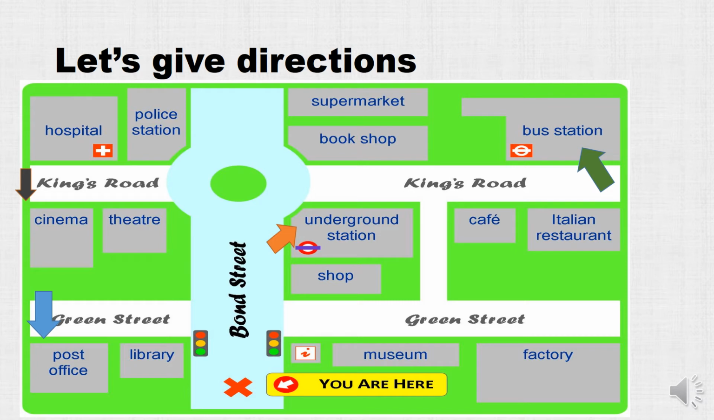The last one is the bus station. So let's start from X to the bus station. We will call this point D. Go straight on, go past the traffic lights and take the second right on King's Road. Go past the bookshop. It's the building next to the bookshop, opposite the cafe.